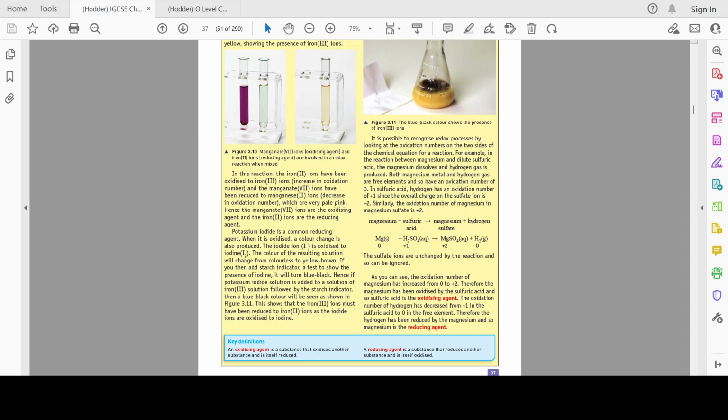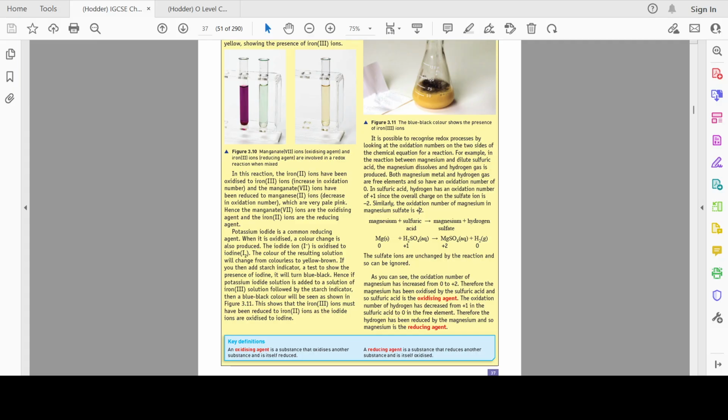And then what happens over here? So we take the reaction. What is magnesium sulfate? MgSO4. What's happened to the oxidation number of magnesium now? It's become +2. So the magnesium has become oxidized. The oxidation number has increased. It went from 0 to +2. So the magnesium has been oxidized. The sulfate ion, the SO4, nothing's happening to that. So that is not of our concern.